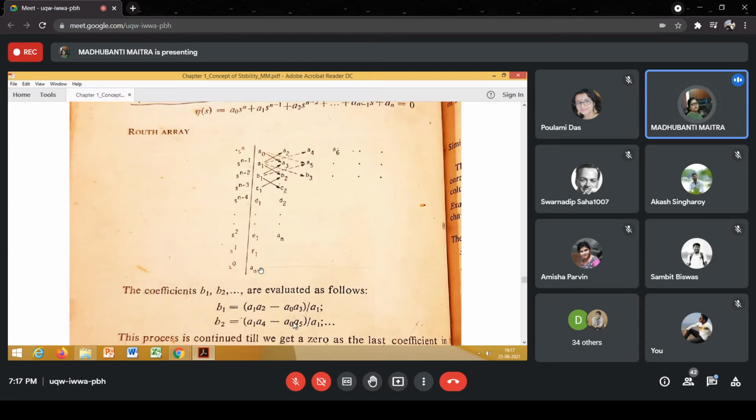So this can be phrased in this way as well. That is, if A0 is greater than 0, that means if A0 is positive, then for a system to be stable, all the terms appearing in the first column of Routh's array should be positive.